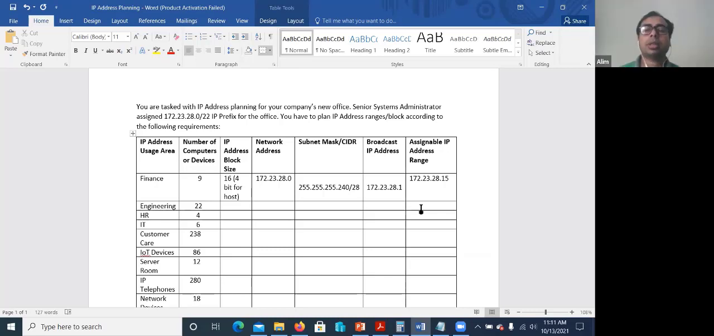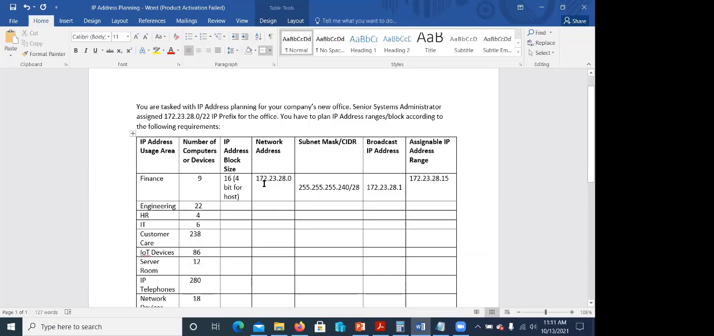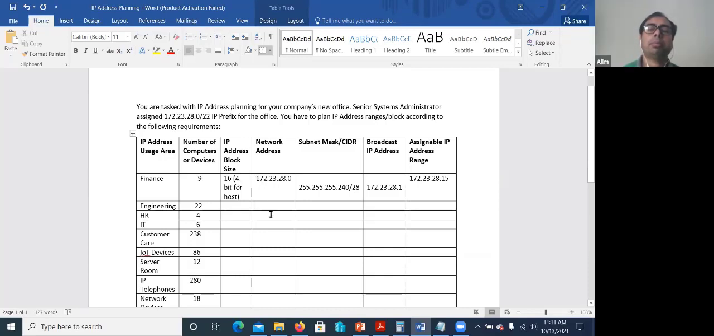What will be the broadcast address? Okay, sorry. What will be the next? We will cover 16 IP addresses here, that is 0 to 15.